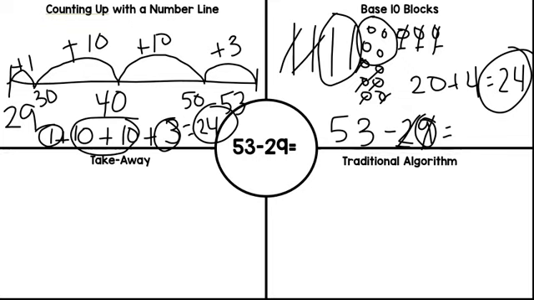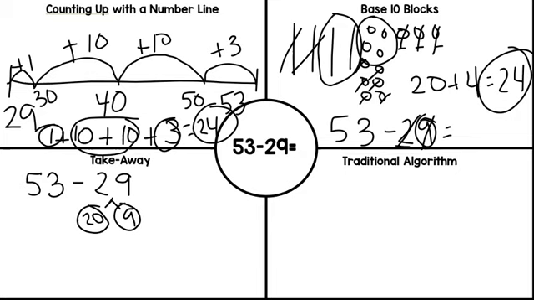The next strategy I want to show you is the take away method. Now, guys, this is kind of a combination of using expanded form. If you watched the addition video earlier, it's really similar to the break apart method. Okay, we are going to be taking away from 53. We're going to start by breaking 29 up into expanded form to help us visualize this. Okay, so here I have 53, and I'm going to start by subtracting that 20. Okay, now 53 minus 20 is 33.